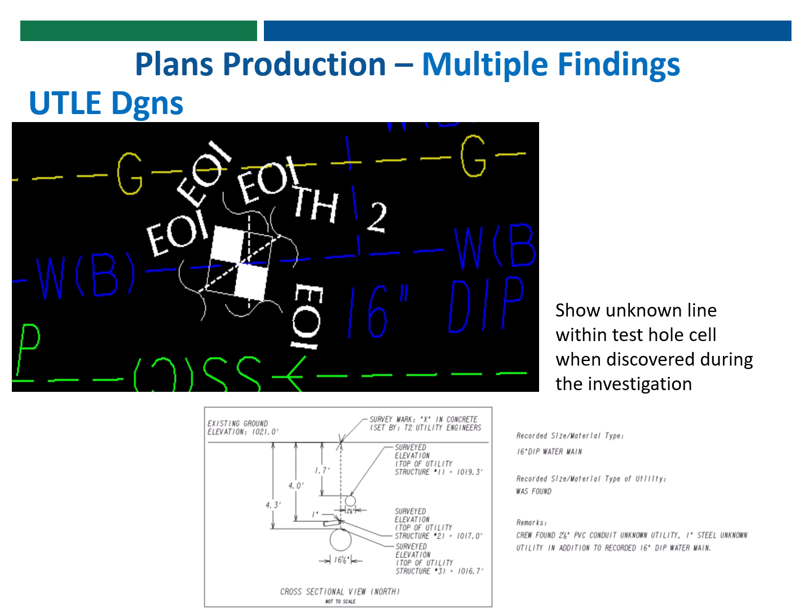When multiple utilities are found in the same hole, how should that look in the UTLE file? From the example in the previous slide, you can see that both unknown lines are shown within the test hole cell.